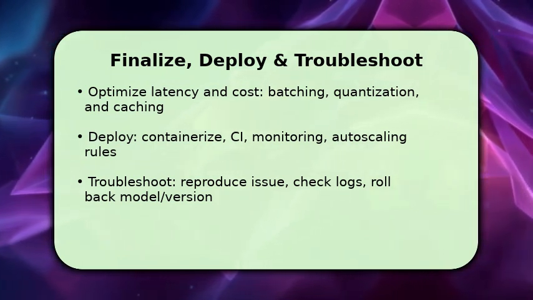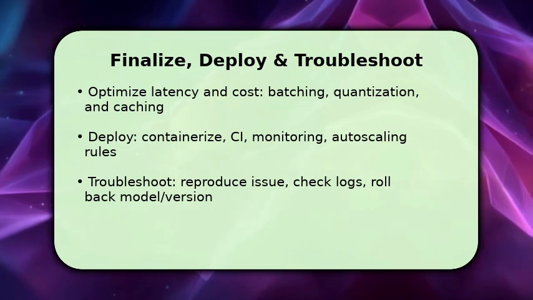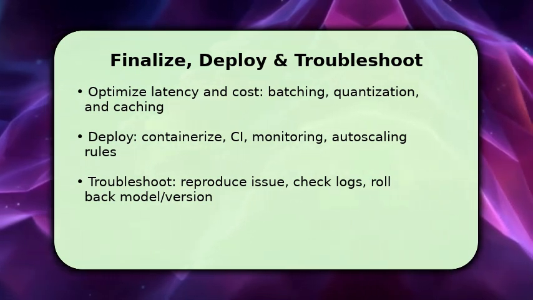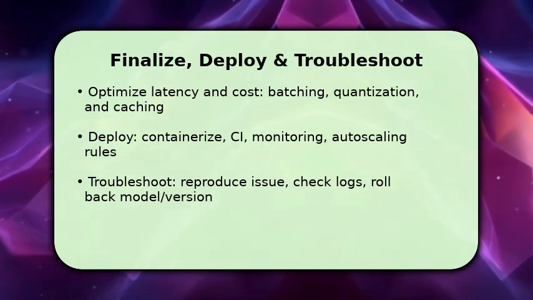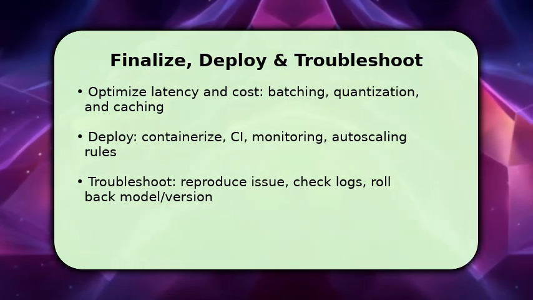If something goes wrong, reproduce the issue locally, inspect logs, and check model/version differences. If needed, roll back to a known good model. Make sure to iterate on prompts and retrievers until responses are reliable.